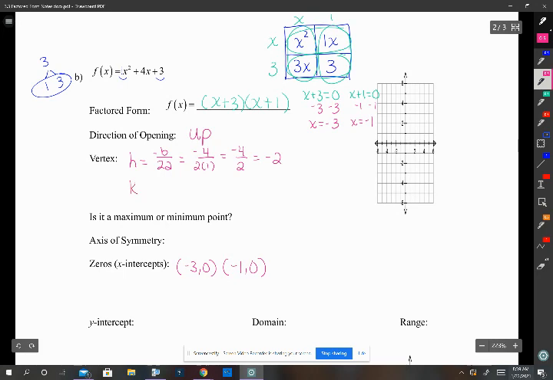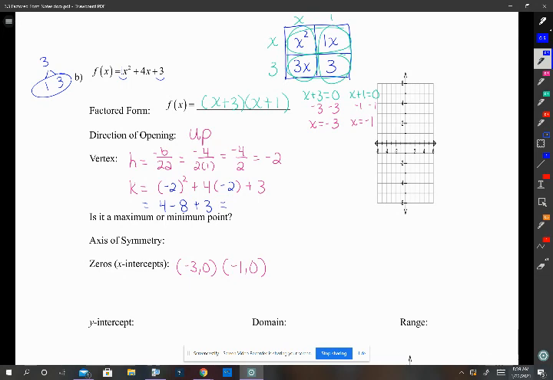And then when we go to plug it in, our k value is going to be something squared plus 4 times something plus 3. And the something that we're plugging in is going to be that negative 2. So negative 2 squared is 4. 4 times negative 2 is negative 8, and then plus 3. So as we do that, whether we do that in our calculator or not, 4 minus 8 is negative 4, and negative 4 plus 3 is negative 1. So our vertex then is negative 2, negative 1.